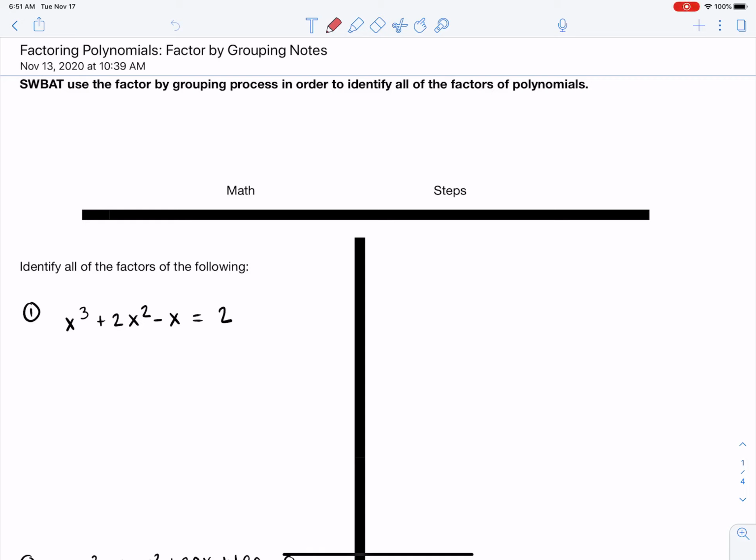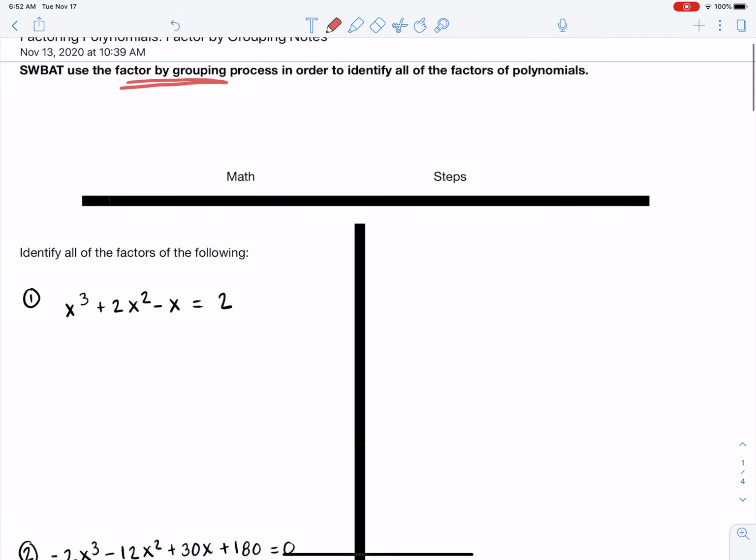Okay, today the student will be able to use the factor by grouping process in order to identify all of the factors of polynomials. Yesterday we factored sum and differences of cubes. Today we need to know how to factor if you have 4 parts. So we're going to use this method called factor by grouping. And we're going to figure out when to use it, when not to use it, and how to use it. All right? Okay.